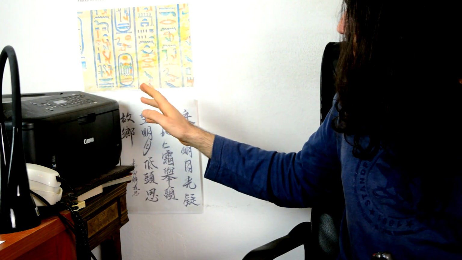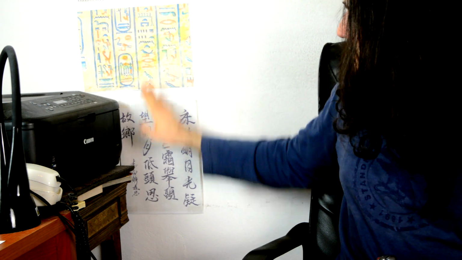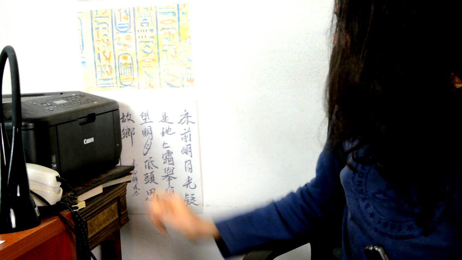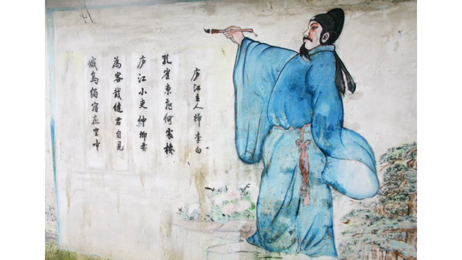You will notice that I have some papers on the wall. Now these are ancient writings, so let's just see what they are. Now this is Egyptian ancient hieroglyphs, and at the bottom here this is Chinese, and it's an ancient poem written by Li Bai, and it's actually one of my favorite poems.